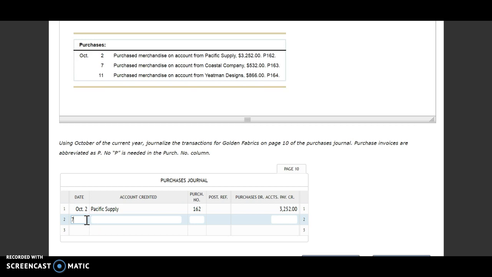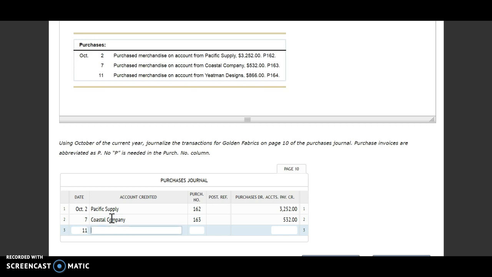Next one, October 7th, we purchased merchandise on account from Coastal Company, $532, purchase invoice 163. Again, I'm going to write in my vendor's name here. Coastal Company. My purchase invoice is 163 and the amount is 532. That is my debit to purchases and my credit to accounts payable.